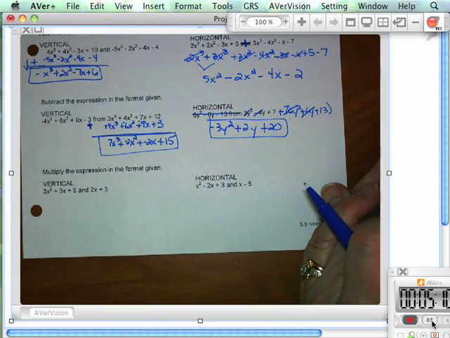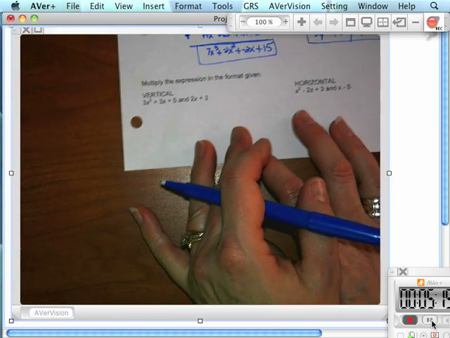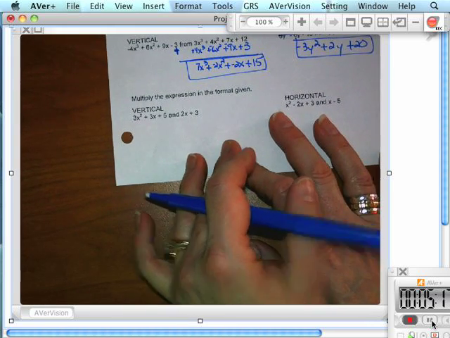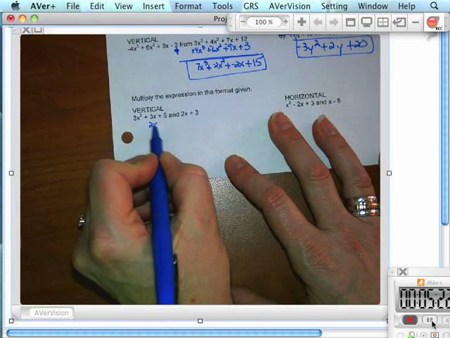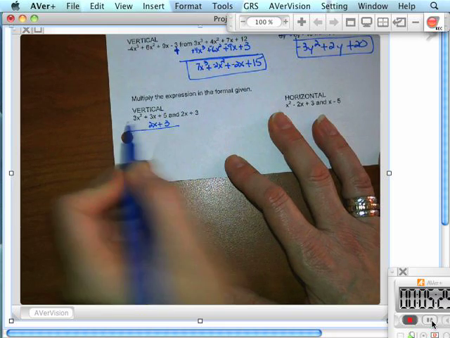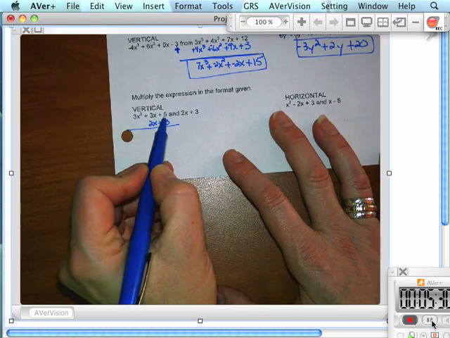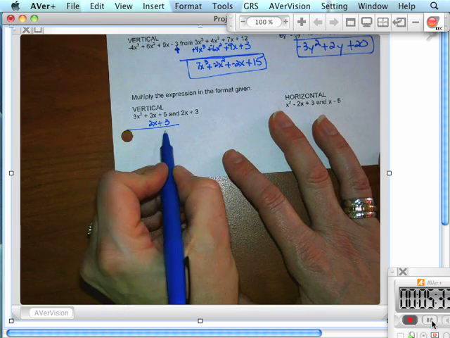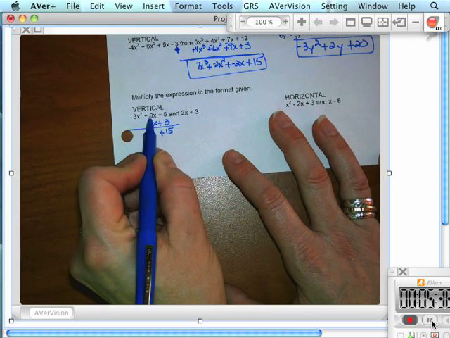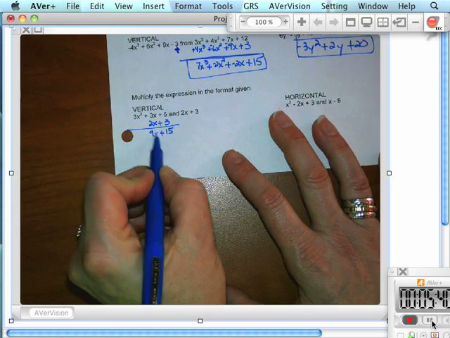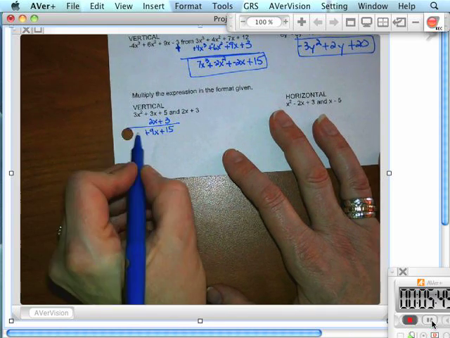Okay? All right, now we're going to do multiply. Multiply the expression in the format given. So I need to multiply this and this. I'm going to take the binomial and I'm going to write it right underneath. And this is kind of just like multiplying numbers, actually. So what I'm going to do is I'm going to multiply this term by everything that's up here. 3 times 5 is 15. I'm going to write that down. It's a plus. 3 times 3x is 9x. And that's also positive, so I'm going to put the plus in front of there. And then 3 times 3x squared is 9x squared.